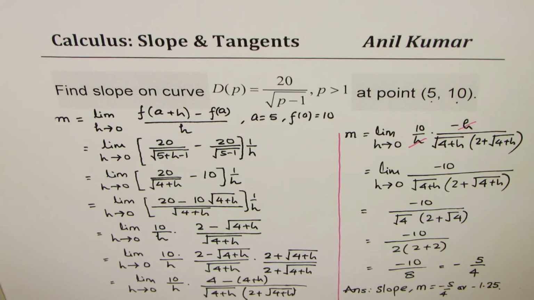So that is how you could find the slope for a curve, and in this case you have to rationalize the numerator to get the result.